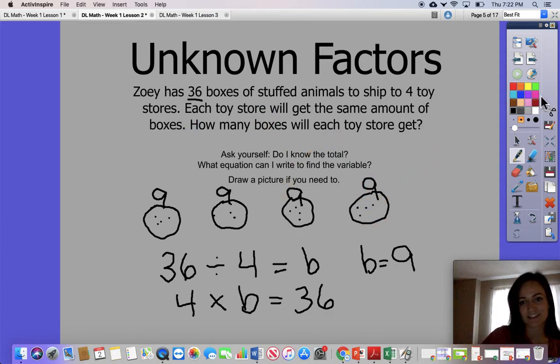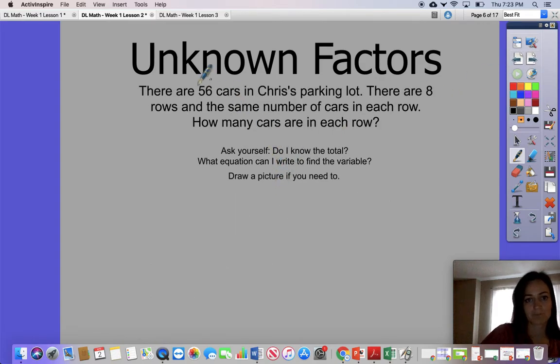Okay, hopefully that wasn't too confusing. If it was, you can always rewatch that part. But we're going to keep practicing. We'll do something just like it. Okay. There are 56 cars in Chris's parking lot. There are 8 rows and the same number of cars in each row. How many cars are in each row?